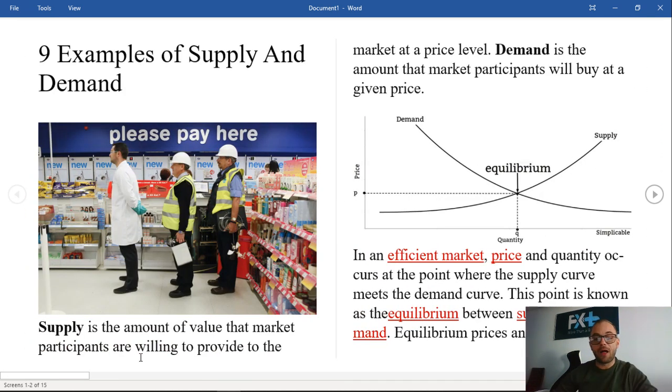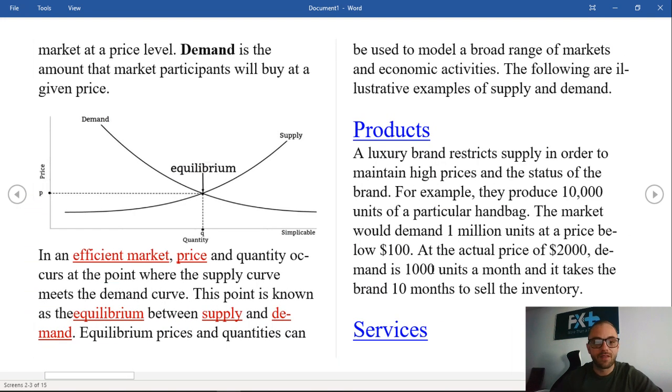So supply is the amount of value that the market participants are willing to provide to the market, as we said, at a certain price level, and demand is the amount that the market participants will buy at a certain given price. Regardless of where we stand in a certain market, we will always, as I said before, have shortages or surpluses based on market orders and institutional order flow. And of course, the market will take a higher price or a lower price, as we said, in order to establish that particular equilibrium.